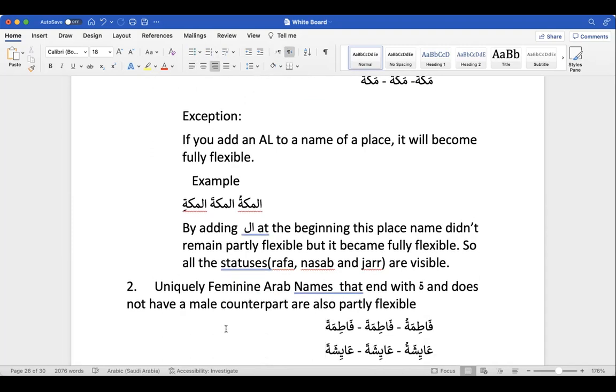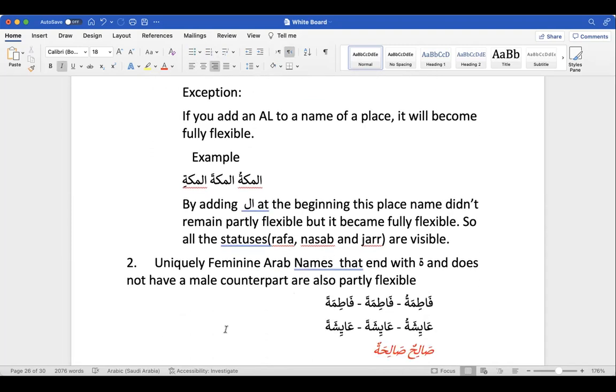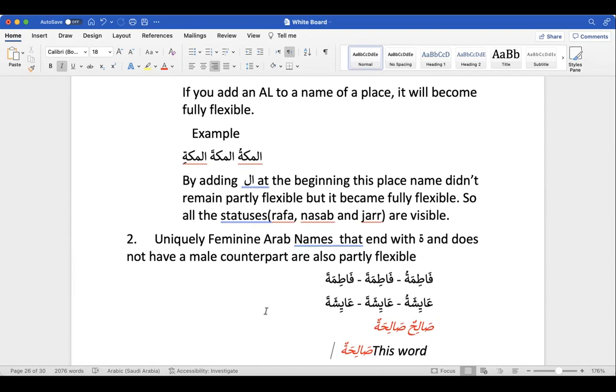Then there is another category which is partly flexible. Uniquely feminine Arab names that end with ta marbuta and do not have a male counterpart are also partly flexible. There are some female Arab names that end with ta marbuta, this one. If you see Fatima, right? And the name does not have a male counterpart. What does it mean? For example, Salihun is a male name, and we can also write a name Salihatun, Saliha.